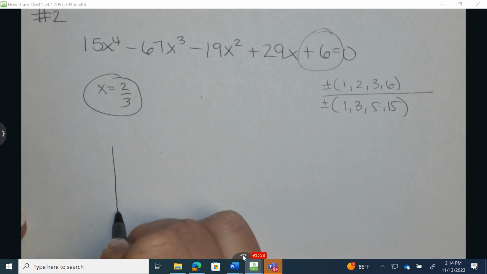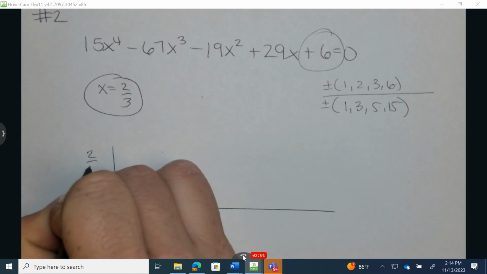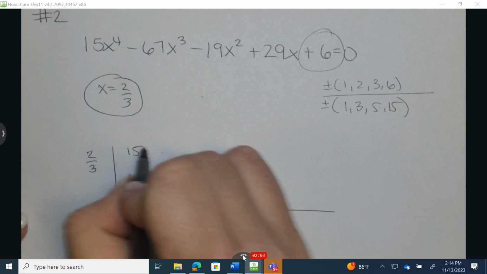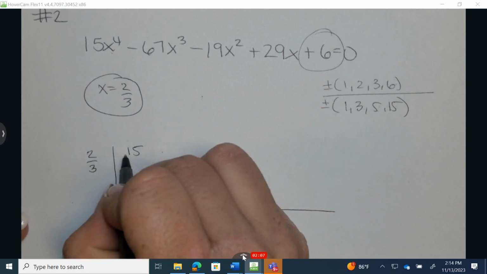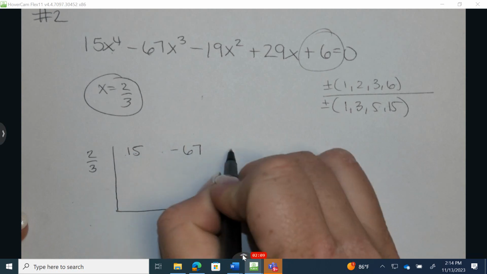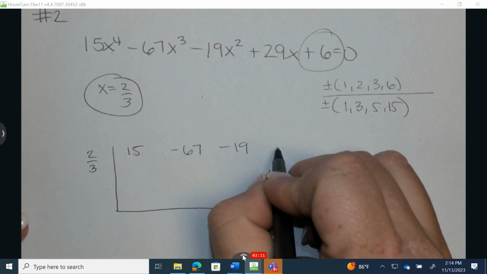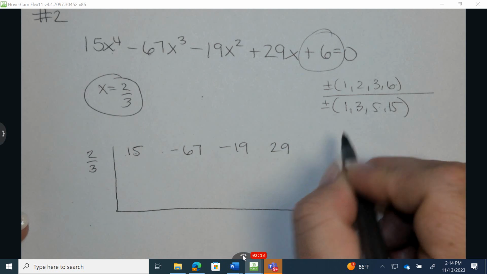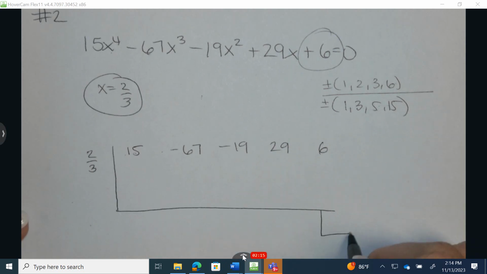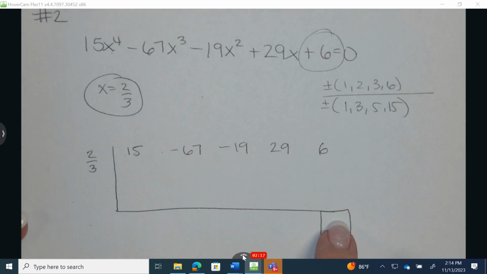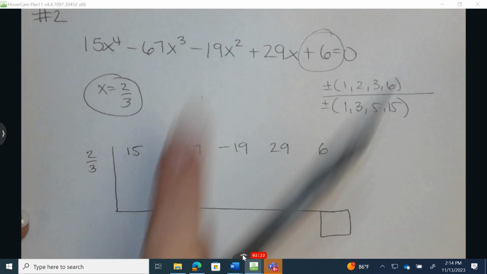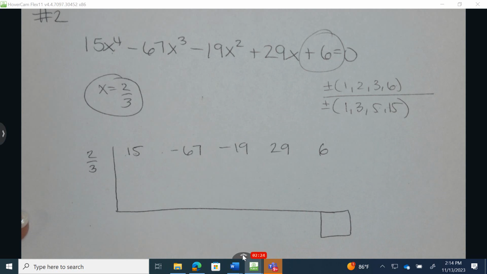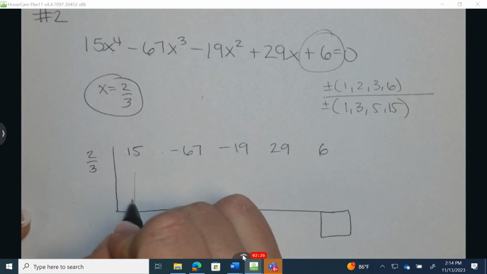So I'm going to make this upside down L, putting 2/3 out front. Okay, this is x to the 4th because it's degree 4. So x to the 4th is the coefficient with 15. Coefficient for x to the 3rd, coefficient for x squared, coefficient for x to the 1, and coefficient for x to the 0. Now, I know I'm going to get 0 because we can see that it actually is a root. But what's going to help me is what's down below. So I'm going to grab my pencil, and we're going to do this.